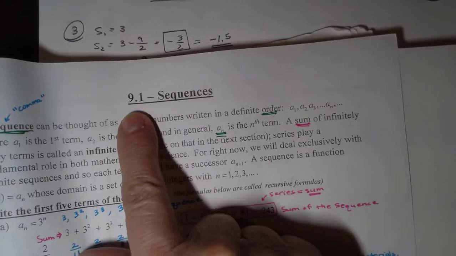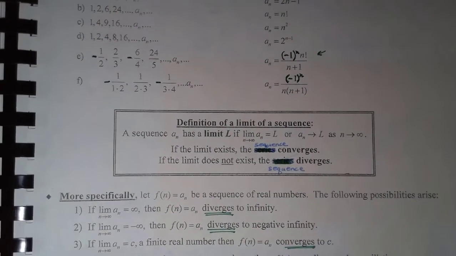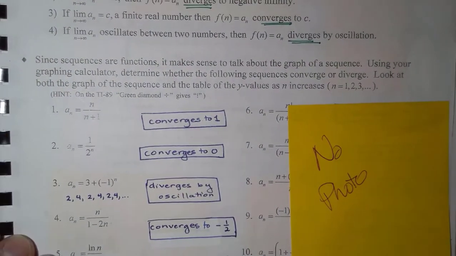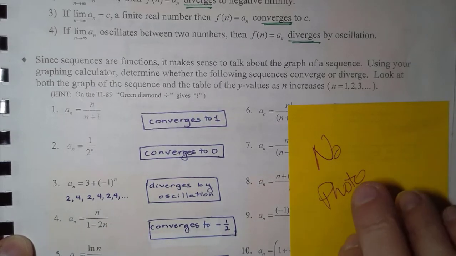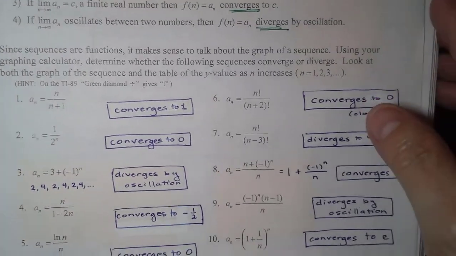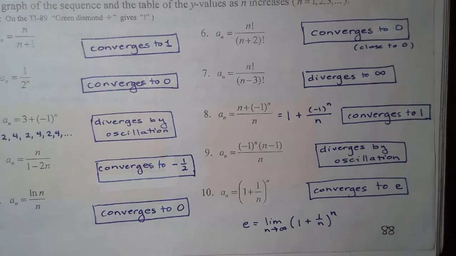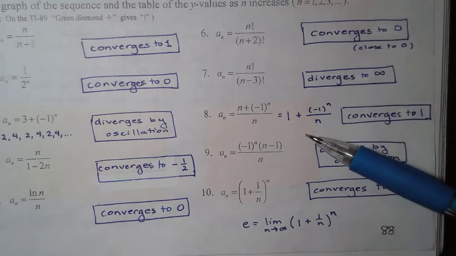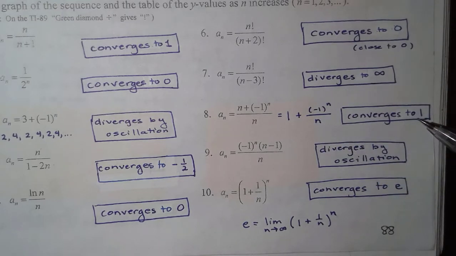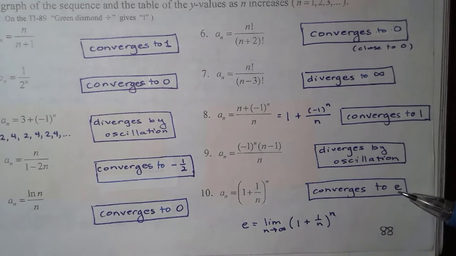Okay, we are going to look at the TPs from section 9.1. You were told to do on page 88, after I had done these in the video, you were told to try these. This was your first set of TPs, and so here are the answers for 6, 7, 8, 9, and 10. You were supposed to have done these on the calculator and see what was happening. 6 converges to 0, 7 diverges to infinity, 8 converges to 1, 9 diverges by oscillation, and 10 converges to actually this, which is the number e.